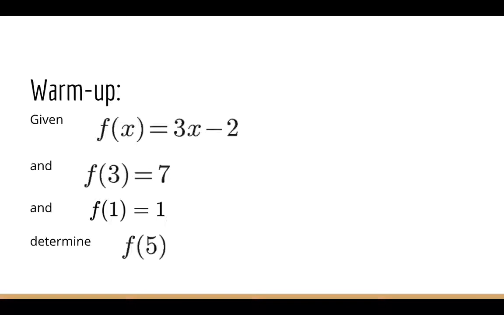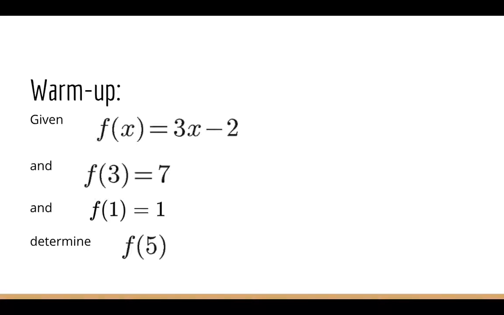Given f(x) equals 3x minus 2, and f(3) equals 7, f(1) equals 1, you have to determine what f(5) is. You can pause it and think about this. Where might the 7 come from? Where might the 1 come from? How is it related to 3? How is it related to 1?